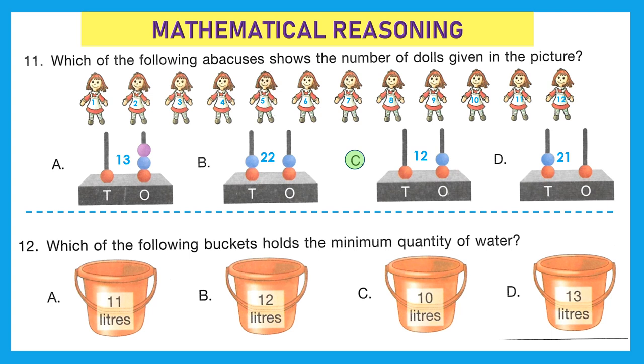Minimum means least. So we need to find the least number, like the smallest number: 11 liters, 12 liters, 10 liters, 13 liters. So whether 11, 12, 10 or 13, which one of these is the smallest number? It is 10. So option C is the correct option.